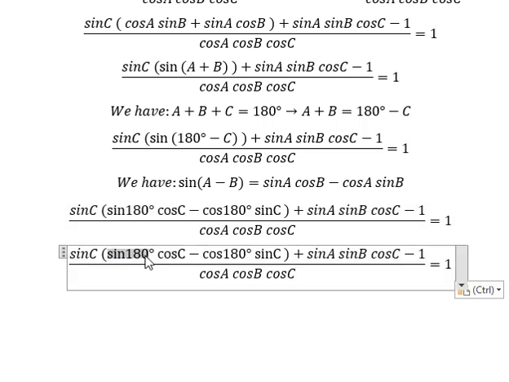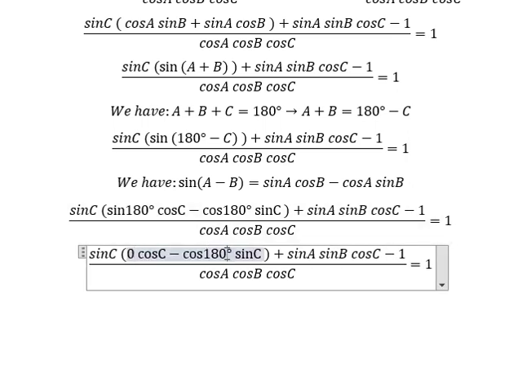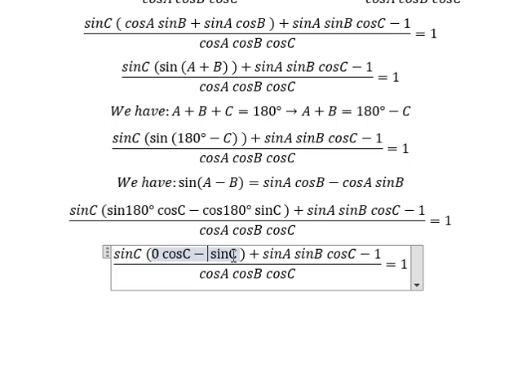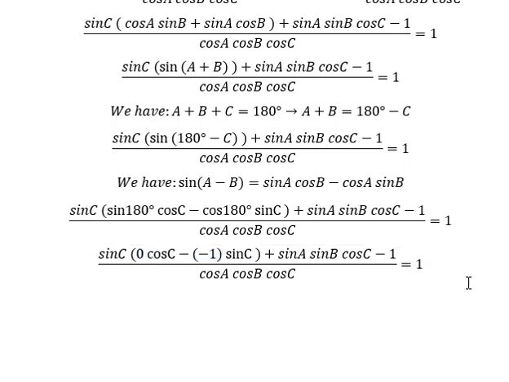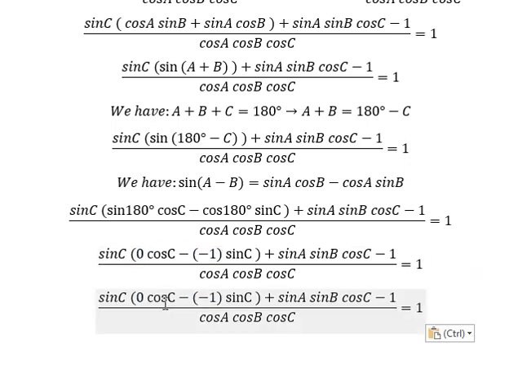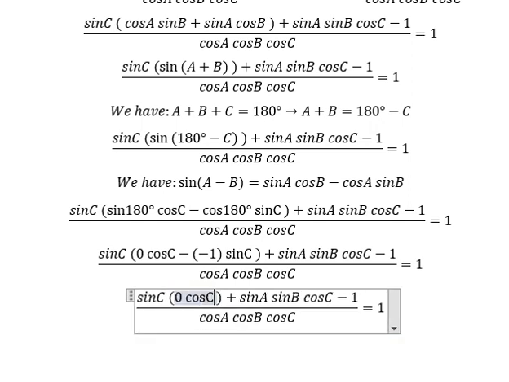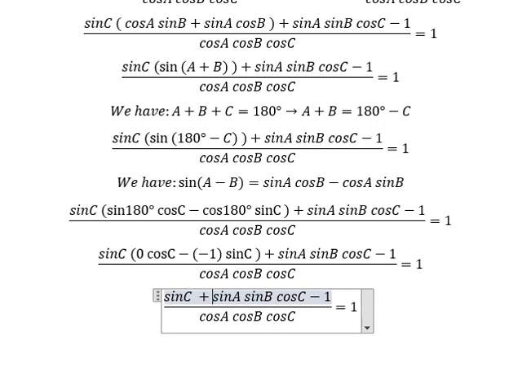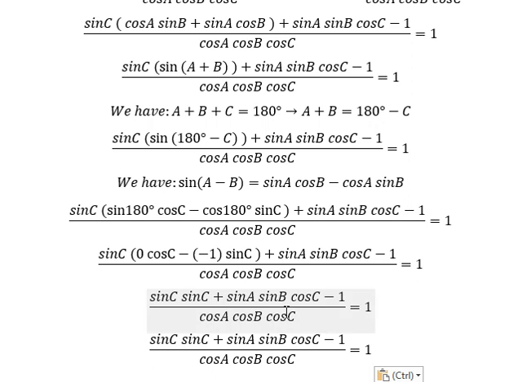So sine 180 degrees, that is about number 0 in here. This one, that is about negative number 1. So negative and negative, we have positive. So this one we have side C. So side C, that is about side C square.